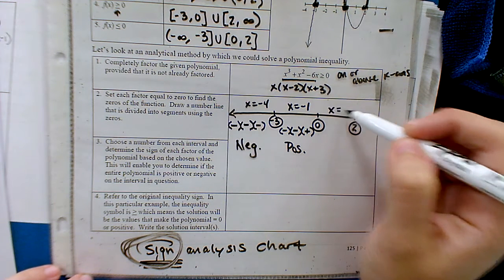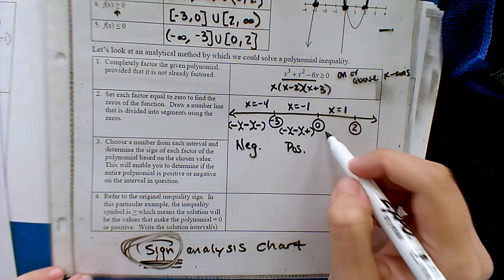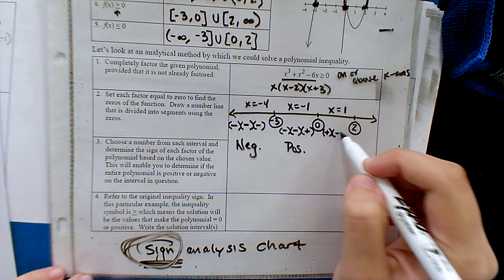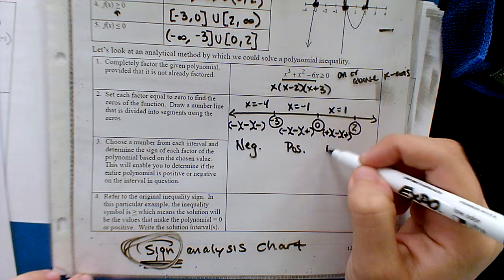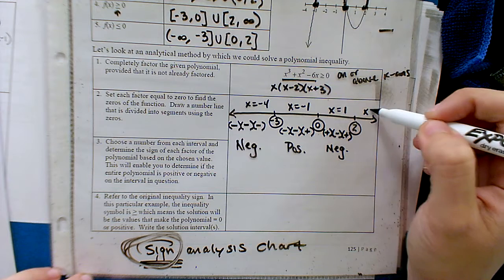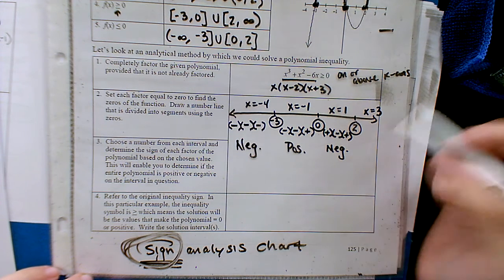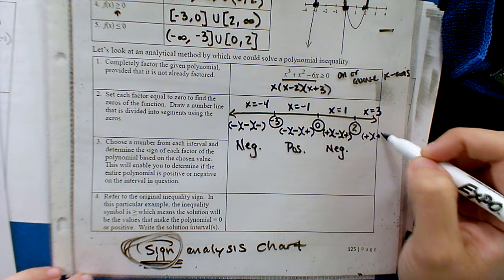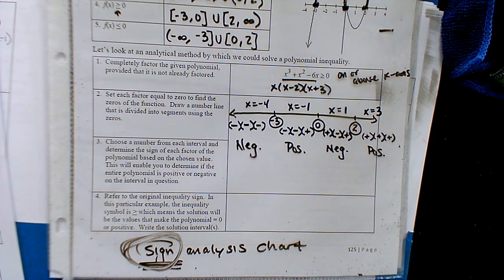Next interval between 0 and 2, probably 1. We'll plug it in. Positive, negative, positive, all multiplied together, we'll get negative. All right, and anything you want bigger than 2, maybe we'll pick 3. So we'll get positive, positive, positive, all multiplied together, we get positive.